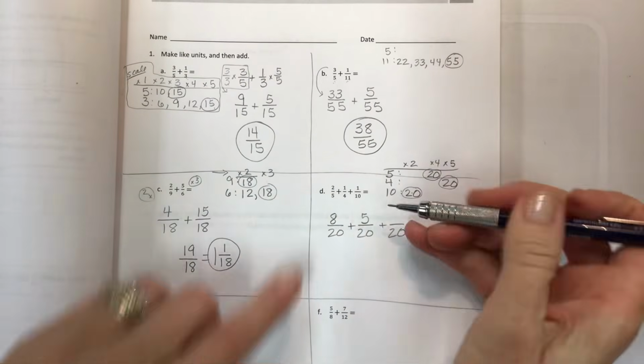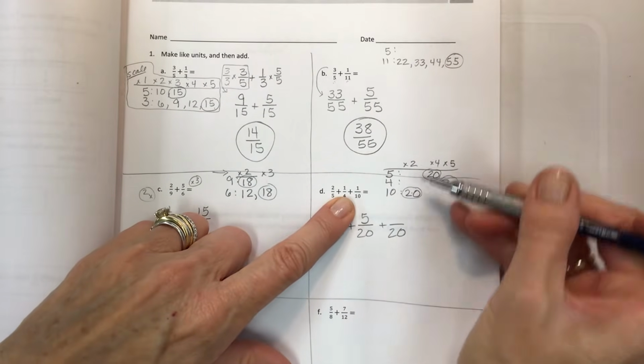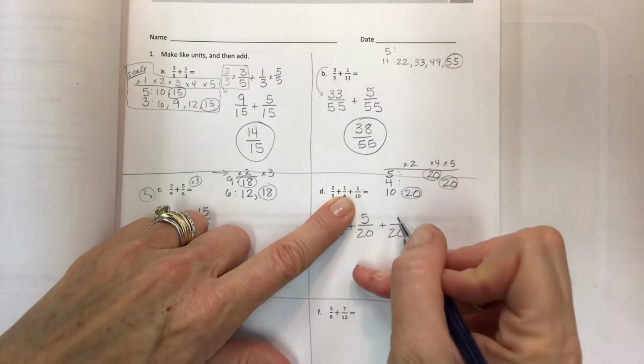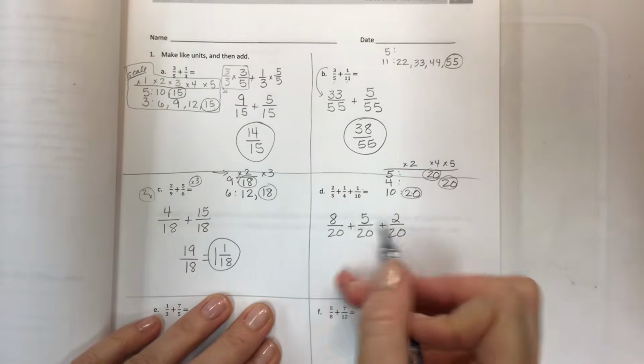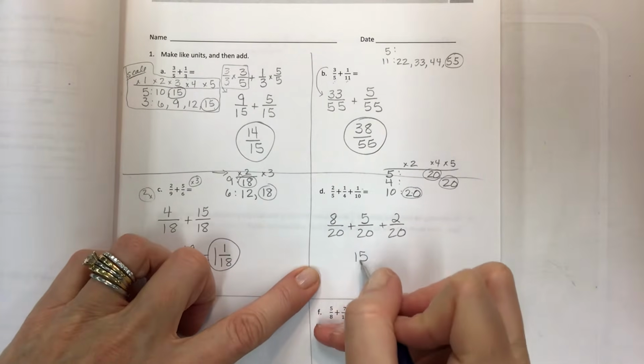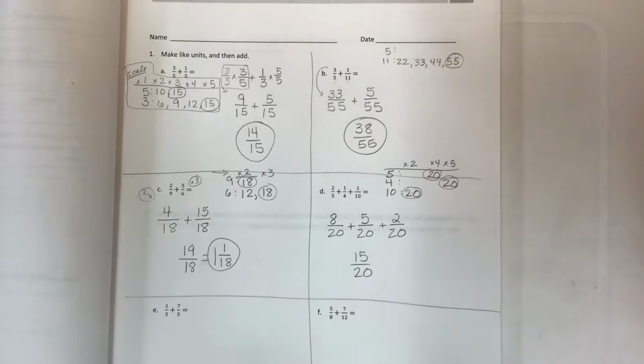Multiply 5 times 1. How do you get from 10 to 20? It's times 2. 2 is your scale factor. 2 times 1 is 2. Adding these up, I always look to make a 10. 8 and 2 is 10, plus 5 is 15. Now I have 15 20ths.